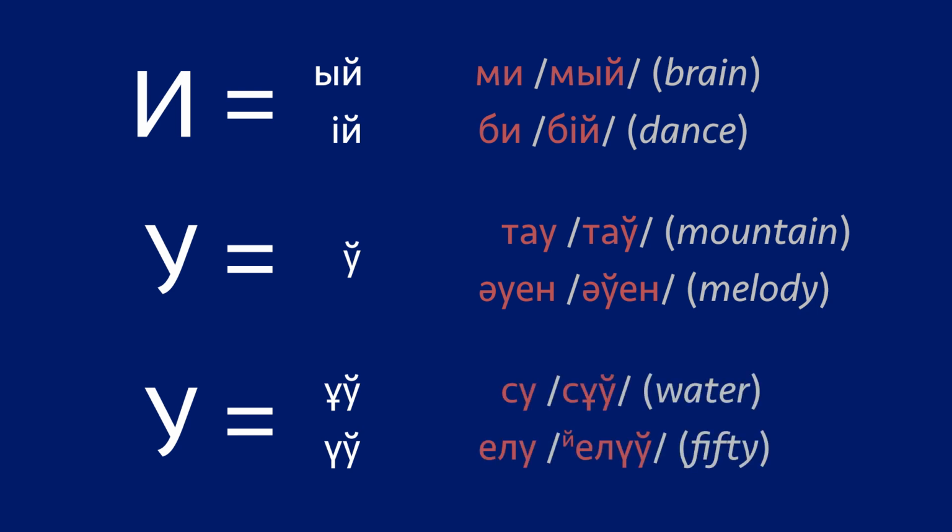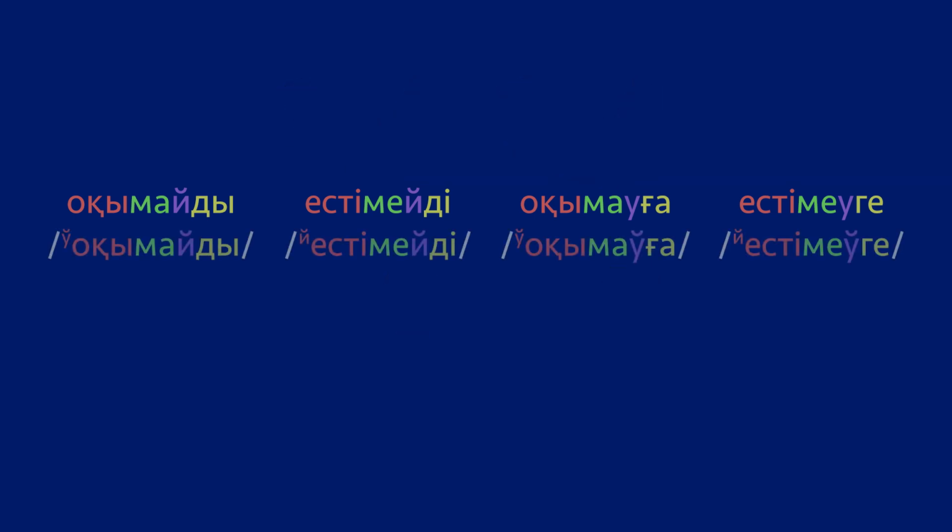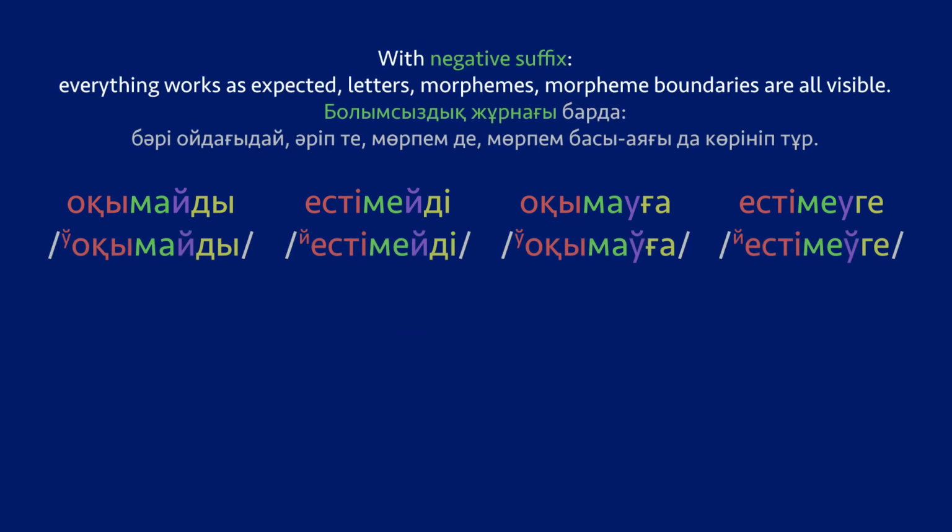So, Yelu. If you need proof that these artificial letters are problematic, just look at these verb conjugations. Wochumaide, Yistemide, Wochumaura, Yistemeuge. First you have the full root, then the negative suffix ma, then the converb suffix a or the infinitive suffix o, and then another suffix at the end for the sake of it. When you do have the negative suffix, everything works perfectly. All roots and suffixes are fully written down, the boundaries between them are evident, no letters are omitted.